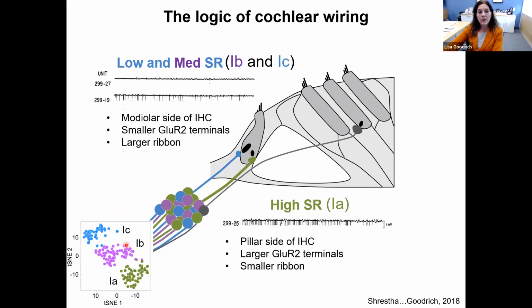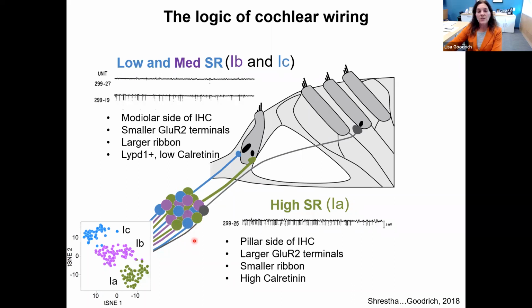And because these were molecularly distinct, this allowed us to obtain some markers so we could study this wiring in more detail, in that the low and medium SRs, the 1Bs and 1Cs, are positive for LYPD1 and have lower levels of calretinin, whereas the high spontaneous firing rates, which we now call the 1As, have higher levels of calretinin. So collectively, this population of neurons, whatever they're spiking, that activity is encoding sounds in our world.